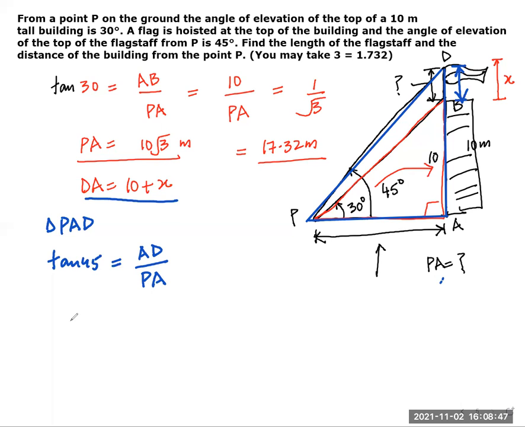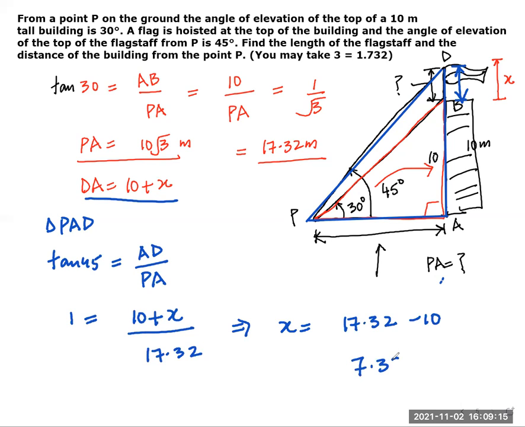See, tan 45 is 1. That is equal to AD. What is AD? AD is 10 plus X divided by PA. What is PA? 17.32. Am I right? So from that, you will get X is equal to 17.32 minus 10, that is 7.32. So this is the length of the flagstaff. Am I right, students?